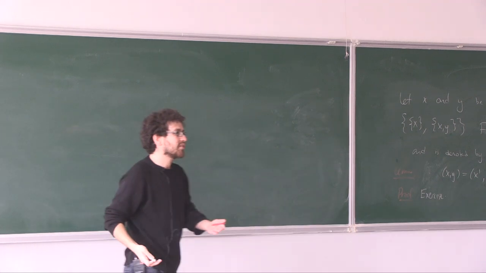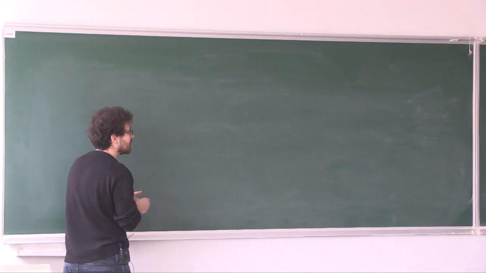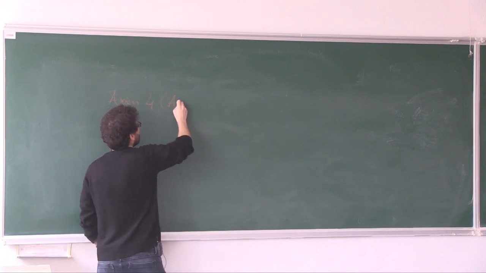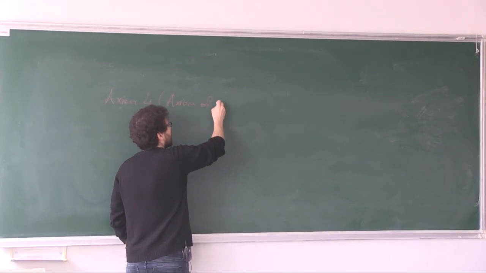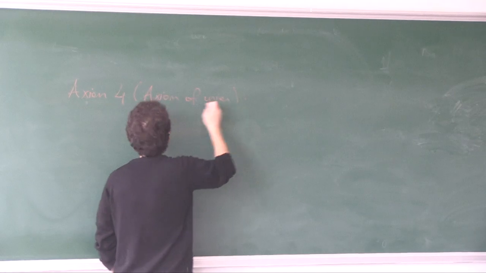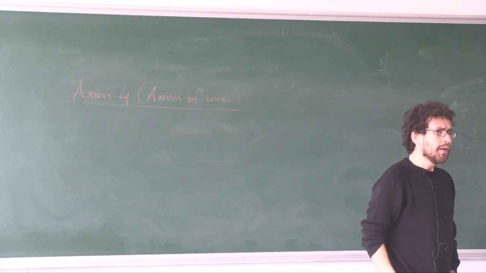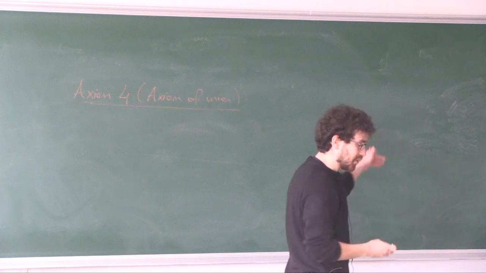You have to have additional axioms to prove that unions exist. And that's going to be the next axiom. Axiom 4, axiom of union. Now, the statement will look a bit different than the union you know. So pay attention to this one.